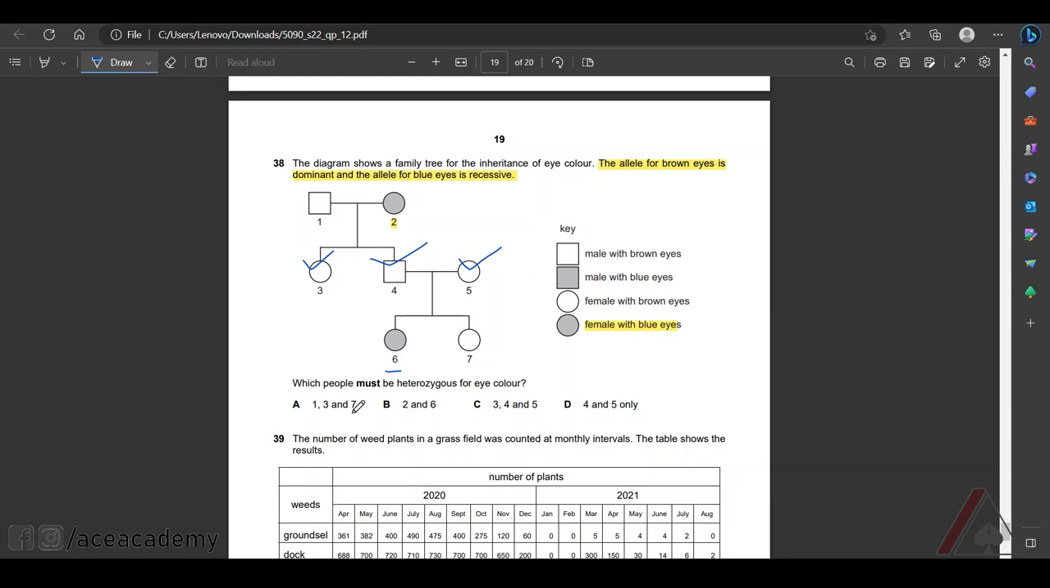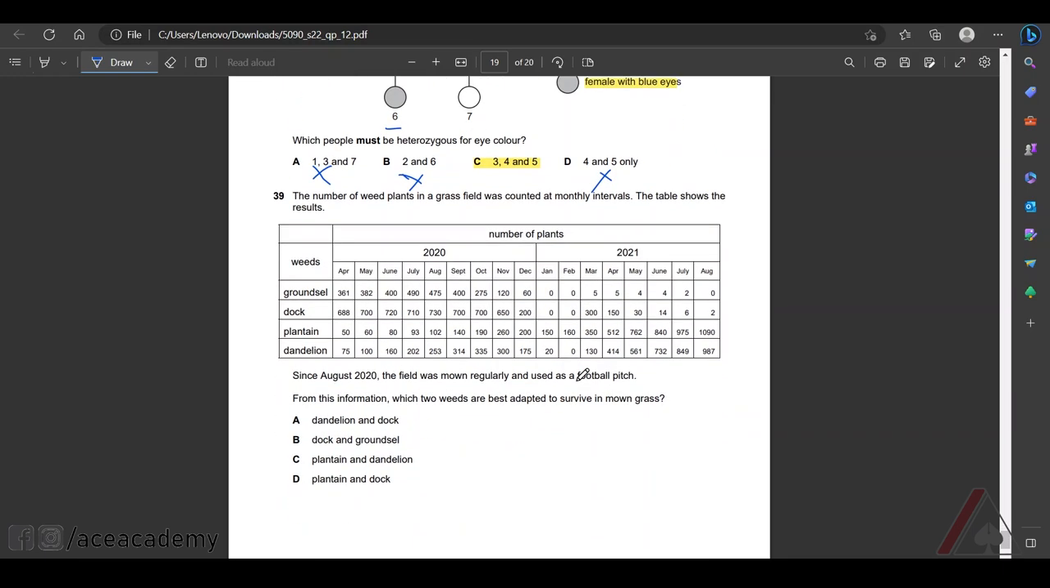Let's check out the options. In the options, we can see that only option C matches my explanation. 3, 4, and 5. Option A contains 1 and 7. That's wrong. Option B contains 2 and 6, which are clearly wrong because they're both homozygous recessive. And option D doesn't contain 3. So the final answer should be C.